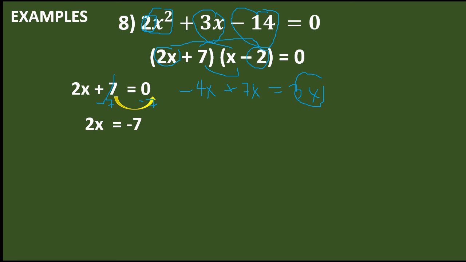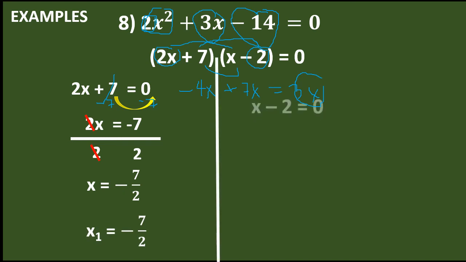But we only need to find the value of x, so we have to divide both sides of the equation by 2 so that we can cancel the coefficient 2 in x and the denominator 2. What is left is x equals negative 7 over 2. And that is our x of 1, negative 7 over 2. What about x of 2?